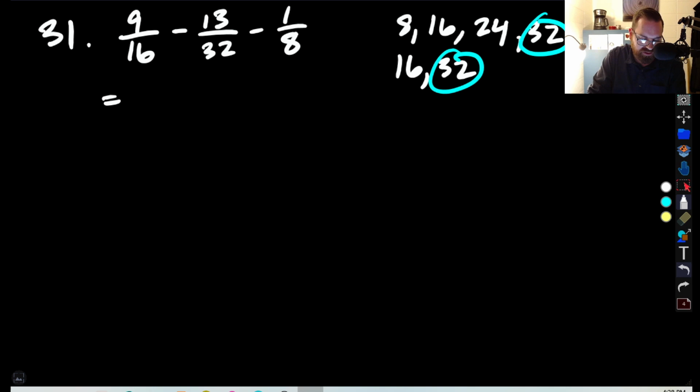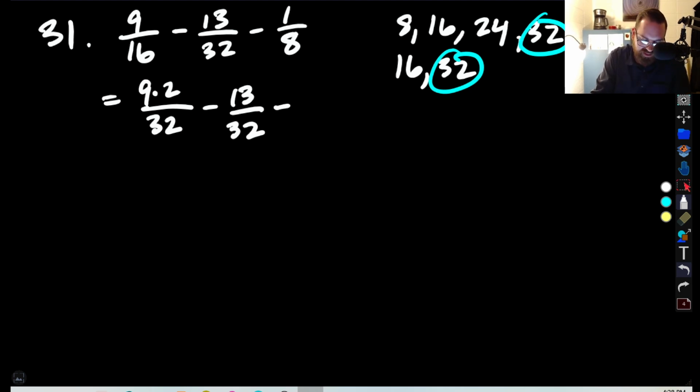So the number that we had to count out to, 1, 2, is 9 times 2, all over 32. 13 is going to be the same thing, 13 over 32. And in this case, 1, 2, 3, 4, so 4 over 32. So 9 over 16 is the same thing as 18 over 32.